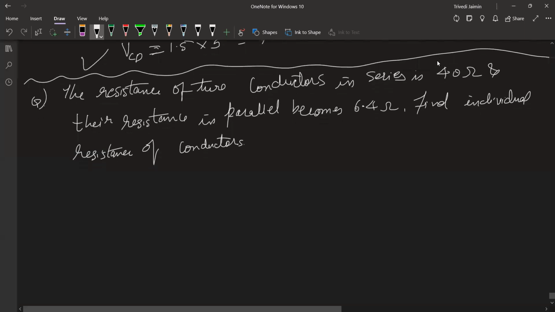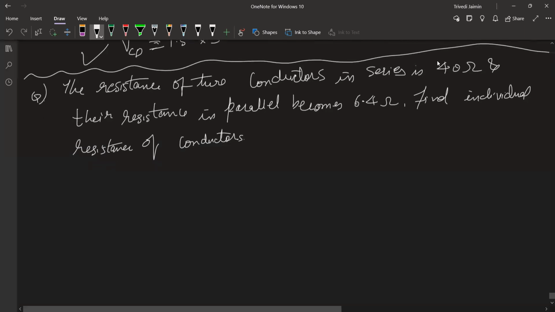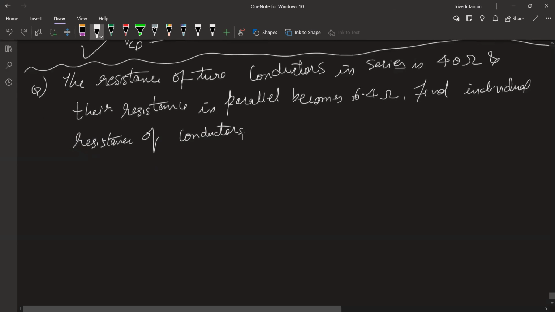You understood what's the question? Can someone give one small explanation? So there are two resistors. When connected in series, their equivalent resistance is 40 ohms, and in parallel it is 6.4. Exactly. So what will you do here? Sir, we can equate the equations. Exactly. Equate the equations. Okay, let's see. Try it.